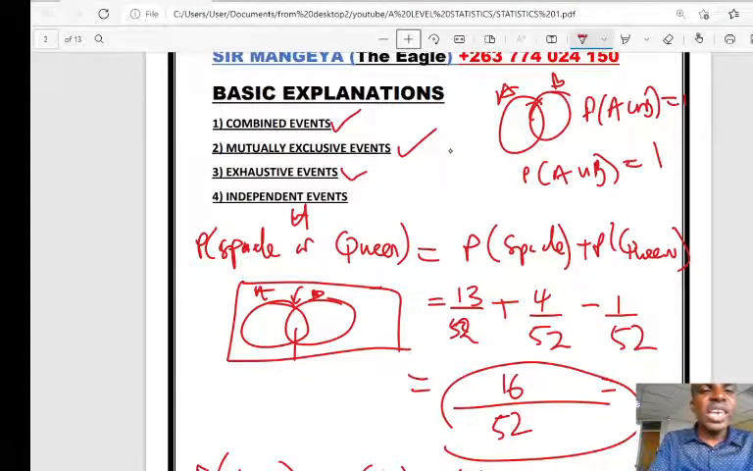Then number 4, independent events. Independent events are events where the occurrence of one does not affect the occurrence of another. These events don't affect one another. These are called independent events, right? So event A can happen at the same time as event B, and event A does not affect the occurrence of event B.